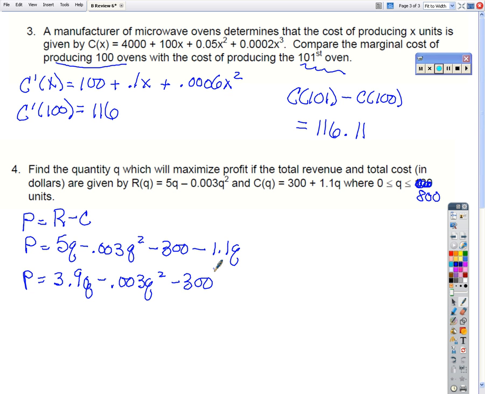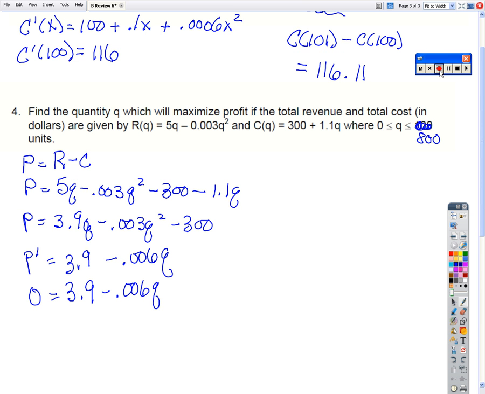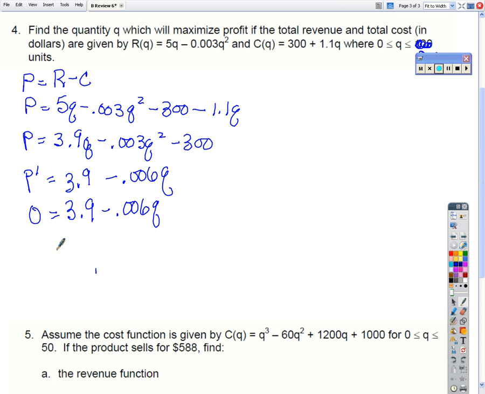So to maximize profit, we need the derivative. So P prime is 3.9 minus 0.006q. We're going to set that equal to 0. And we have to solve for q. So I'm going to add that over to the other side. Divide by 0.006. So Q is 650 items.